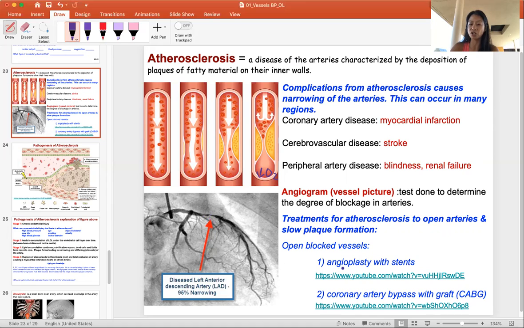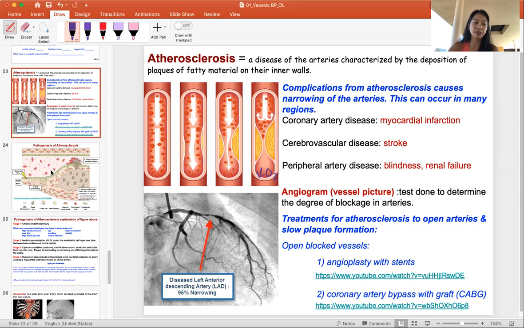One way is called angioplasty, plastic surgery on the vessels with stents. That uses a stent to open up the blockage. Or you can use what's called CABG, or coronary artery bypass graft. You take another artery or vein from another part of the body and connect it to bring blood flow downstream of the blockage, so that blood can flow to this region.